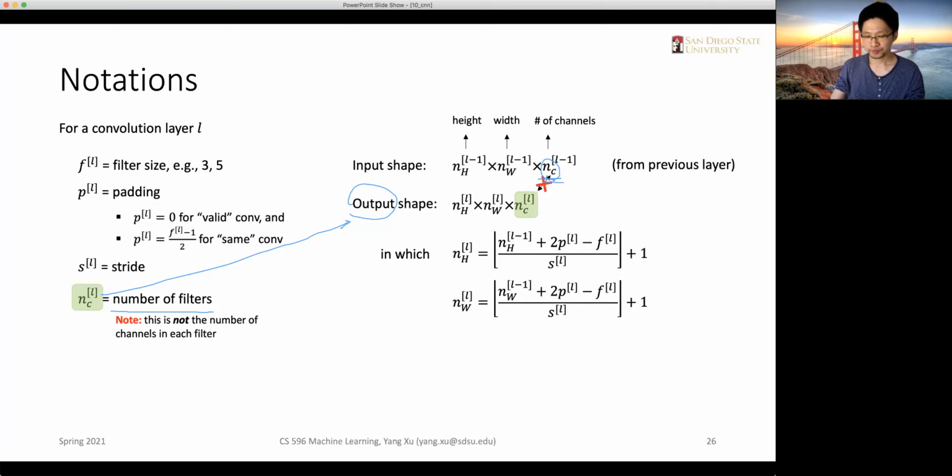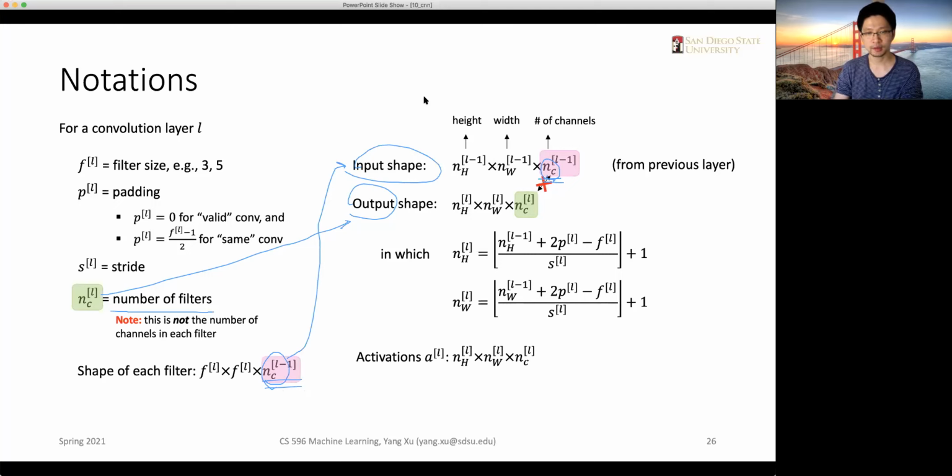About each filter, what's the shape of each filter? This NC(L-1) is purely the number of channels in the inputs. So the shape of the filter is determined by the channels in the inputs. And if we want to define some activation, A^[L], then it has the same shape as the outputs of this convolutional operation.